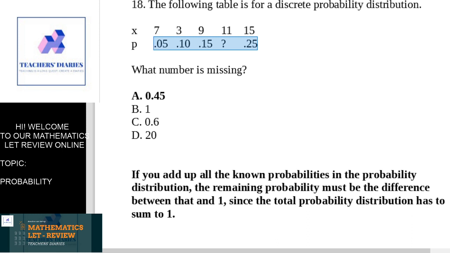So that would conclude that the answer is letter A, 0.45, because 0.25 plus 0.15 is 0.40, this is 0.50, and this is 0.55. So 1 minus 0.55 is 0.45. So the answer is letter A.